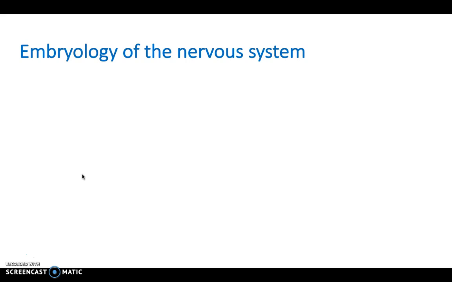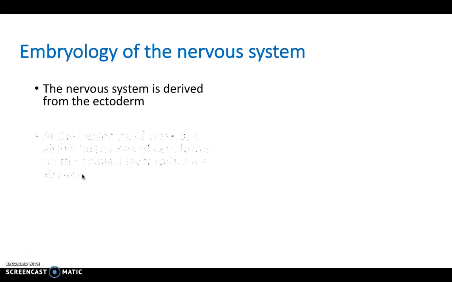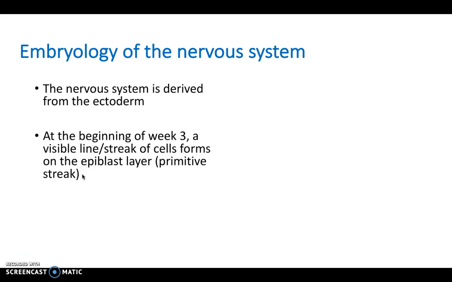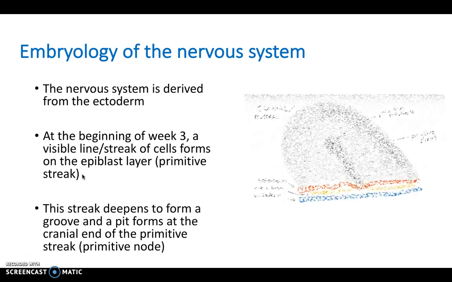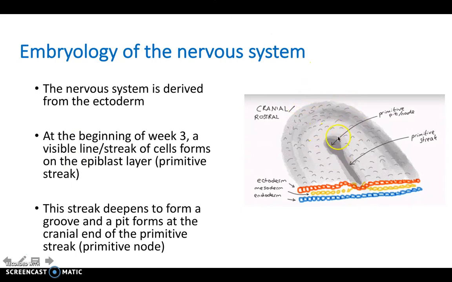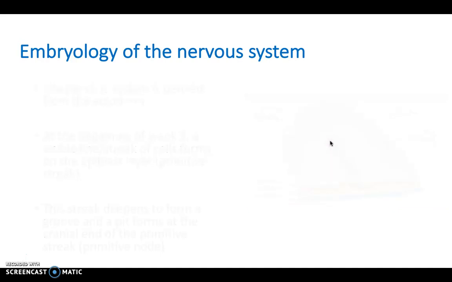The nervous system is derived from the ectoderm alongside the skin, and at the beginning of week 3, a visible line or streak of cells forms on the epiblast layer, and this streak essentially deepens to form a groove or pit at the cranial end of the primitive streak. As we can see on this diagram, we have the endoderm, the mesoderm, and the ectoderm, and the ectoderm is where this primitive streak is almost rising from, ascending all the way to this cranial or rostral end, where it will form the primitive pit or node.